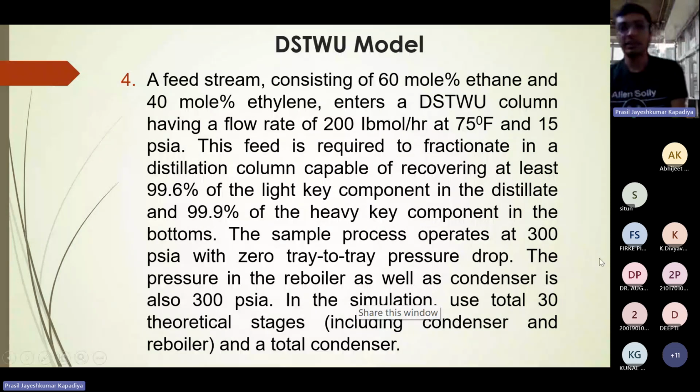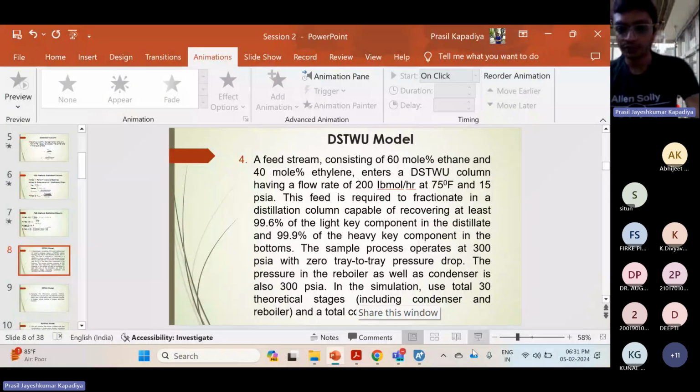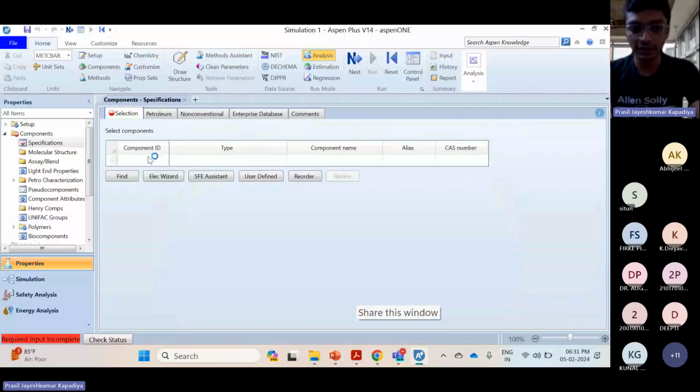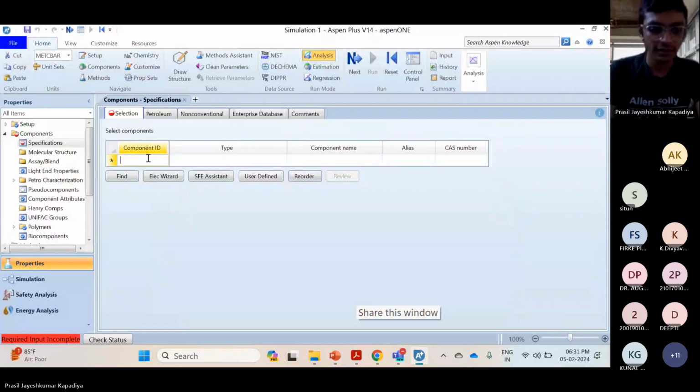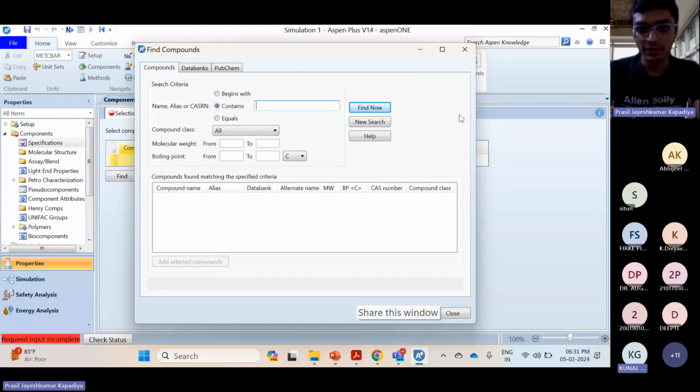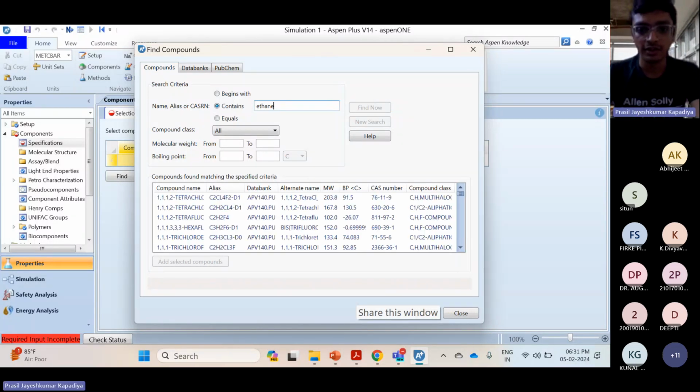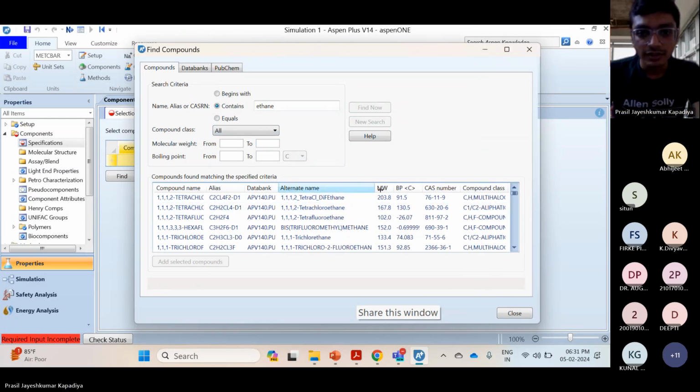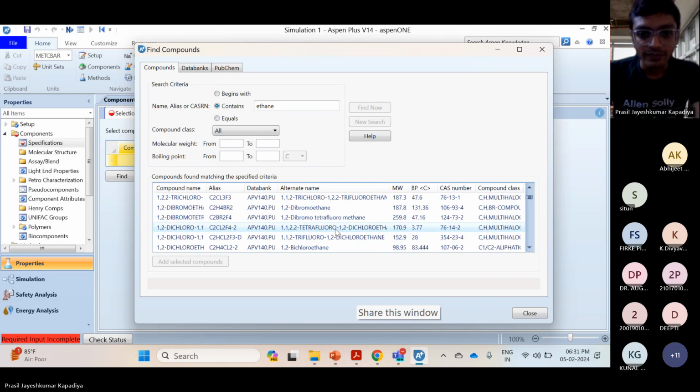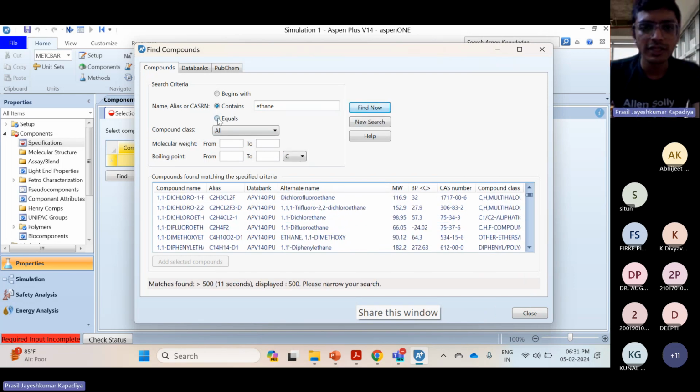So first let's start, ethane and ethylene we have. I guess you can see, right? Yes. Okay. So first I will search ethane. We have ethane and ethylene. Okay, there are so many ethanes. Okay, let's go for this equals option. Ethane.